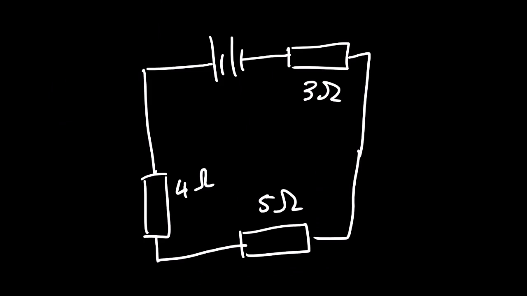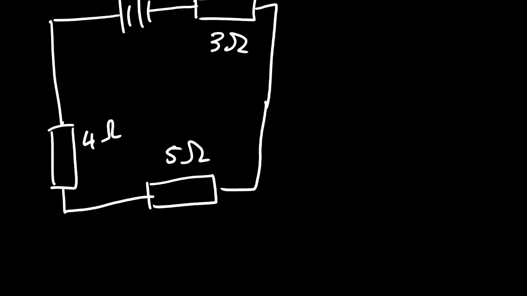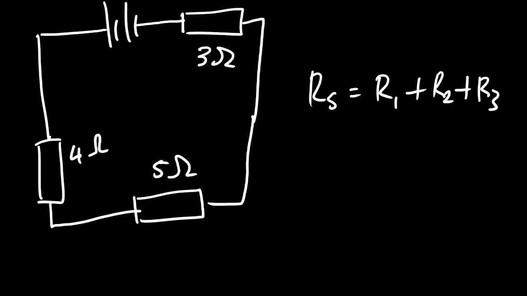Another example, feel free to pause the video and work out this question. The effective resistance will be R1 plus R2 plus R3. So we are going to have 4 plus 3 plus 5. This will be 12 ohms.